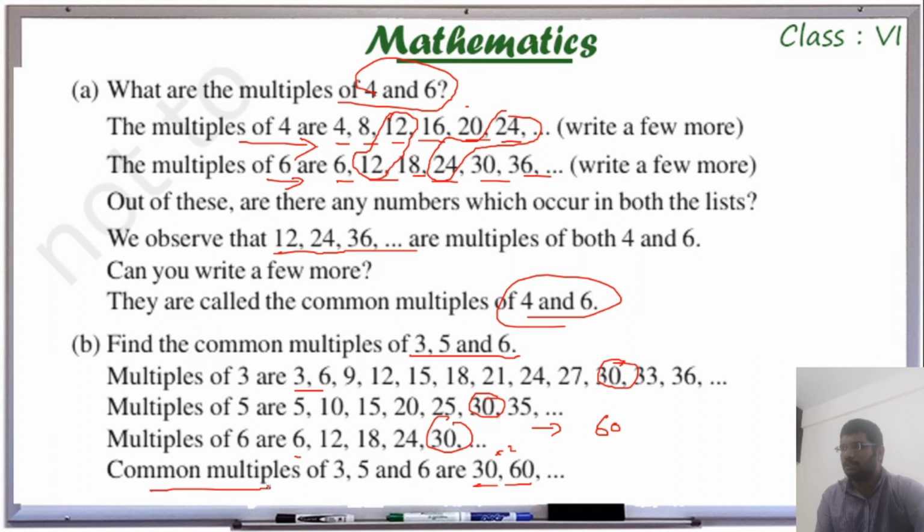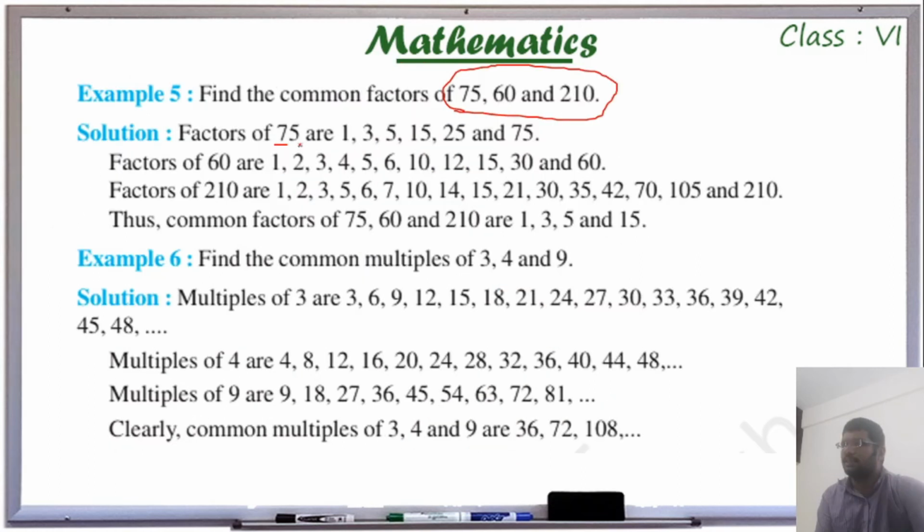And now, common factors of 75, 60 and 210. First we have to write the factors of 75. 75 is equal to 1 into 75, then 3 into 25, then 5 into 15. So the factors of 75 are 1, 3, 5, 15, 25 and 75.